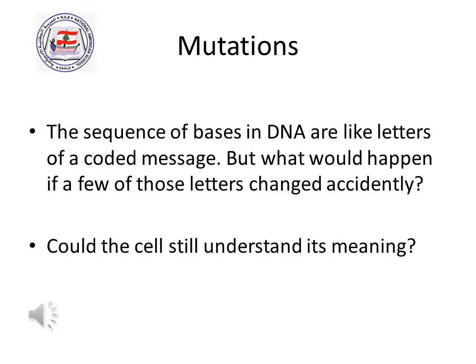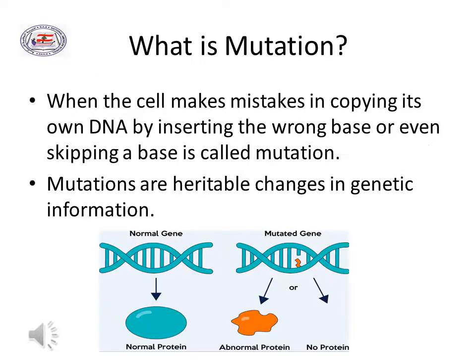We already know that the sequence of bases in DNA are letters of a coded message. For example, AGC are the letters that will later make an amino acid. But what would happen if a few of those letters changed accidentally? Could the cell still understand its meaning? To answer those questions, let's discuss mutations.